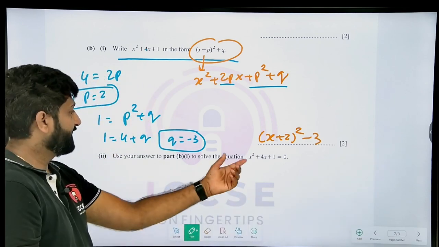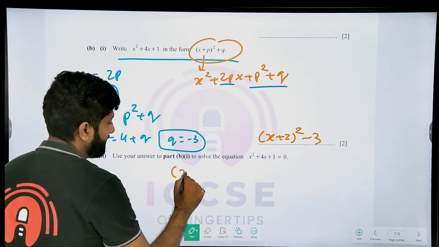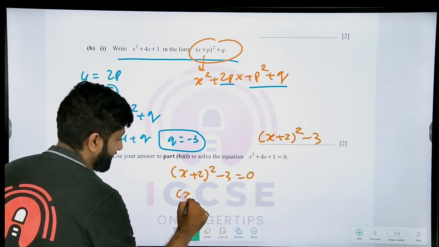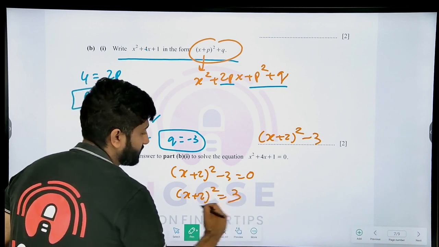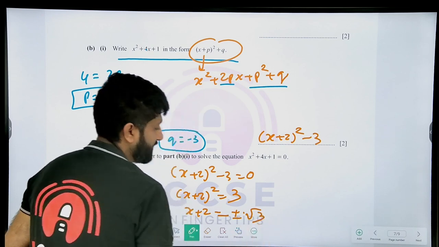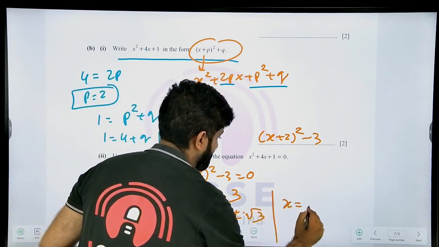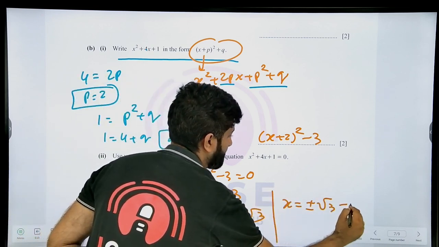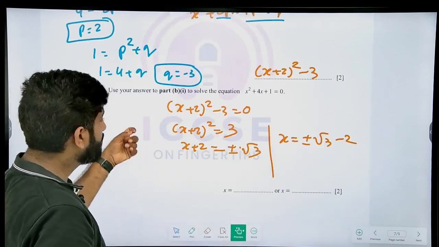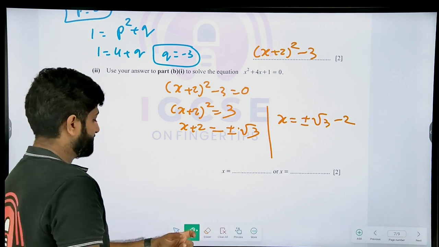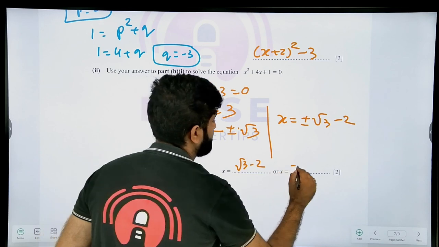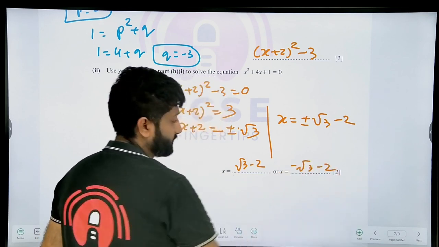Right. Now in the next part I have been told to solve the equation. I think you can solve this pretty easily. So I have (x plus 2) square equals 3, x plus 2 equals plus minus root 3, and I can say x is plus minus root 3 minus 2. So I have two values of x. The first is root 3 minus 2 and the second is negative root 3 minus 2.